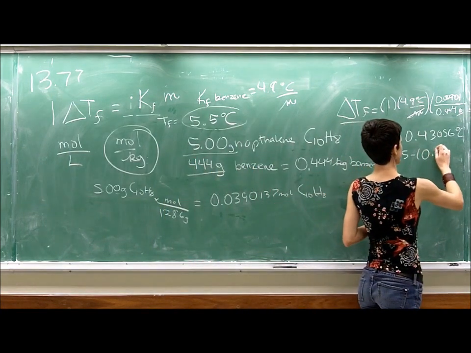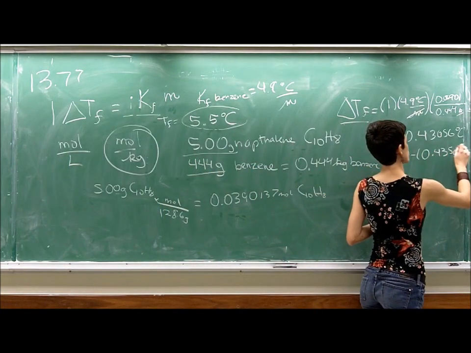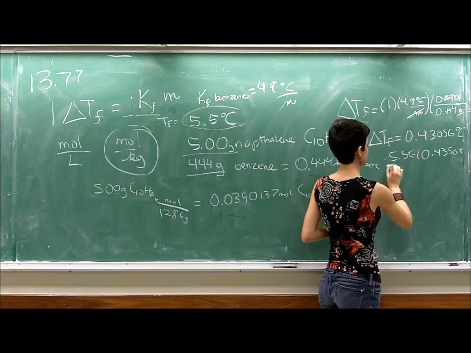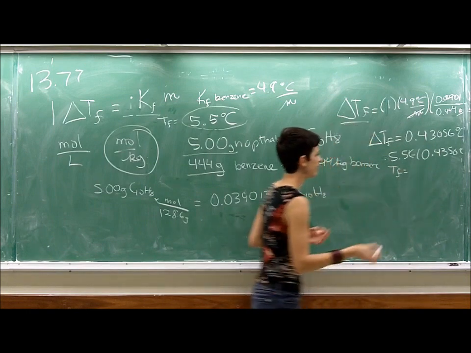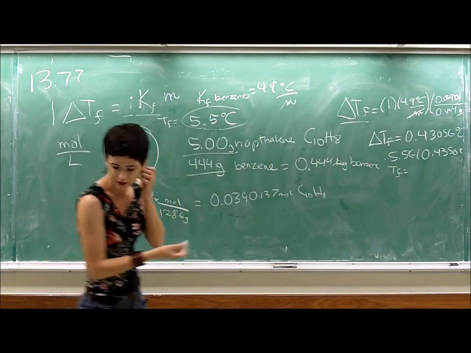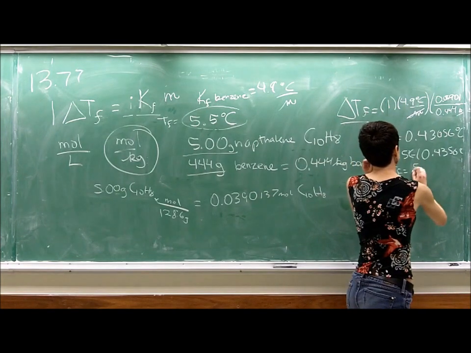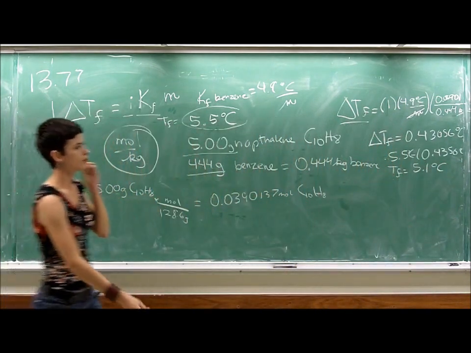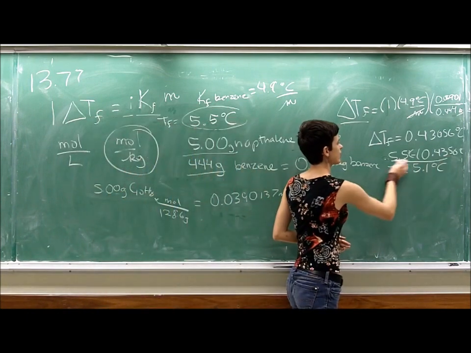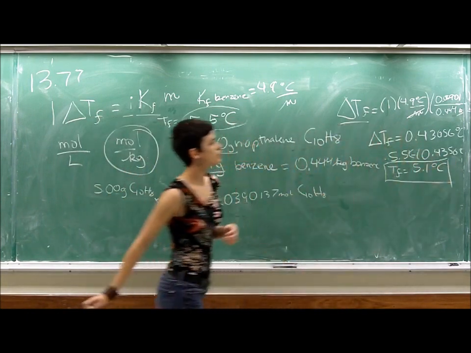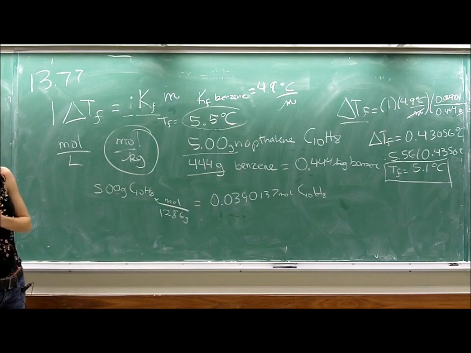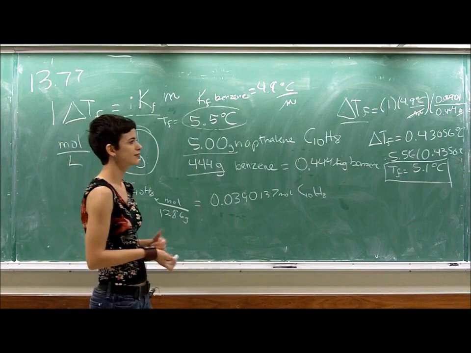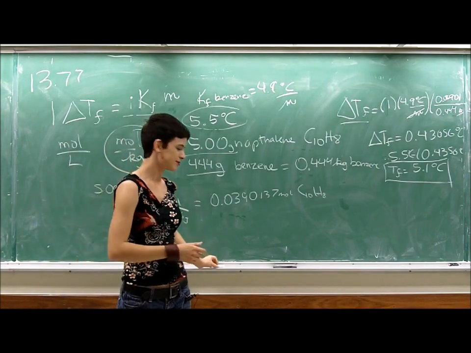Which gives us an adjusted freezing point of about 5.1 degrees Celsius. And it's as easy as that. We are now done. We have found our new freezing point for benzene when we have 5 grams of naphthalene dissolved. It's as easy as that. And now I'm done.